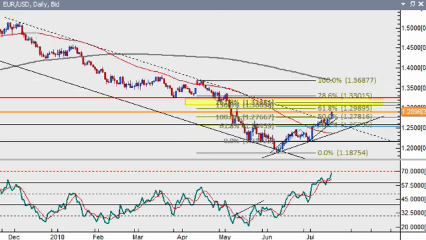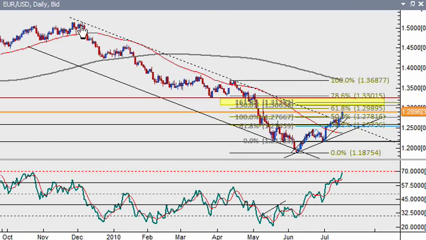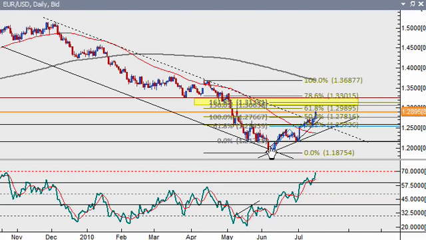So basically, what we have here is possibly it still could be a 1, 2, 3, 4, and then a 5, where this 4 is not just A equals C kind of wave ratio. It's more like C equals 161 or 150%, and that would bring it to 1.30, 1.31. So that's the area to look for resistance at the moment for the euro-dollar.